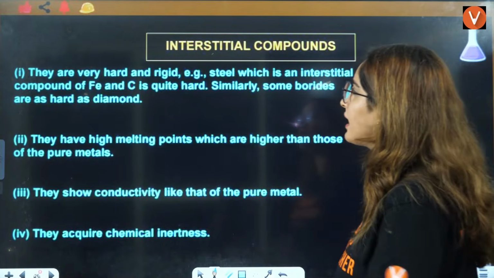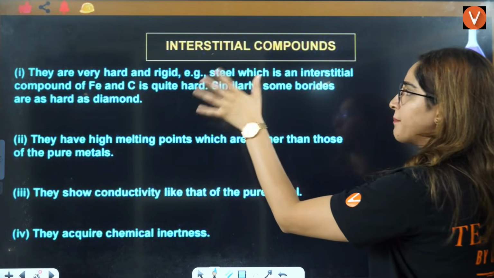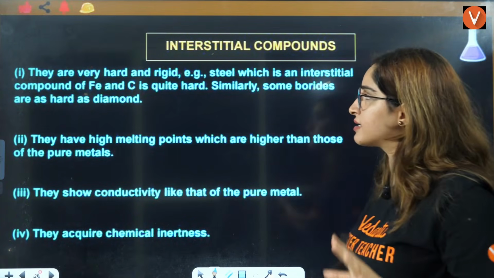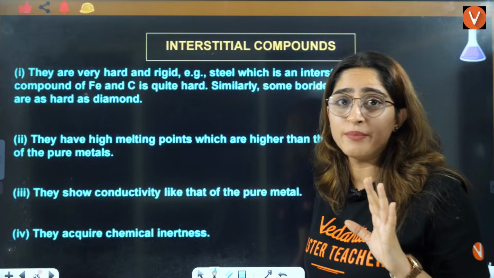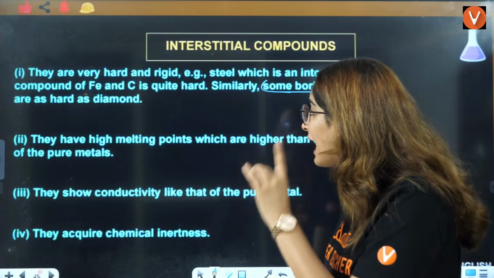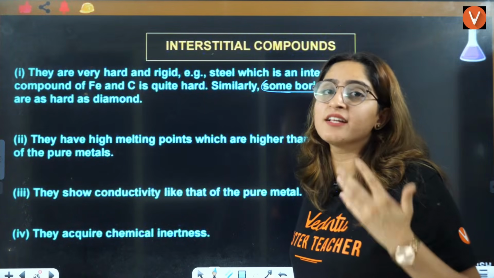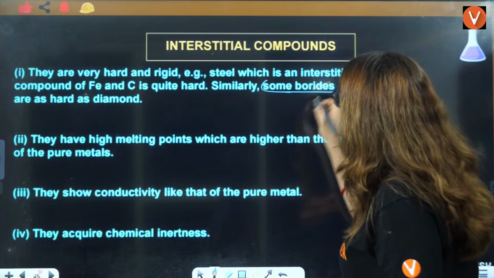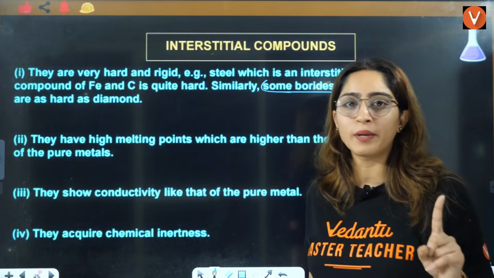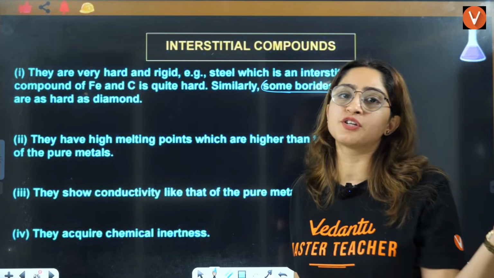Then if you see, they are very hard. These are the properties: hard and rigid. Steel, which is an interstitial compound of iron and carbon, is quite hard. Similarly, some borides are as hard as diamonds. They have high melting points which are higher than those of pure metals. Now, why are interstitial compounds made? Because of these properties that they carry. Now, how can they ask you a question from here? Which of the following is not a property of an interstitial compound?